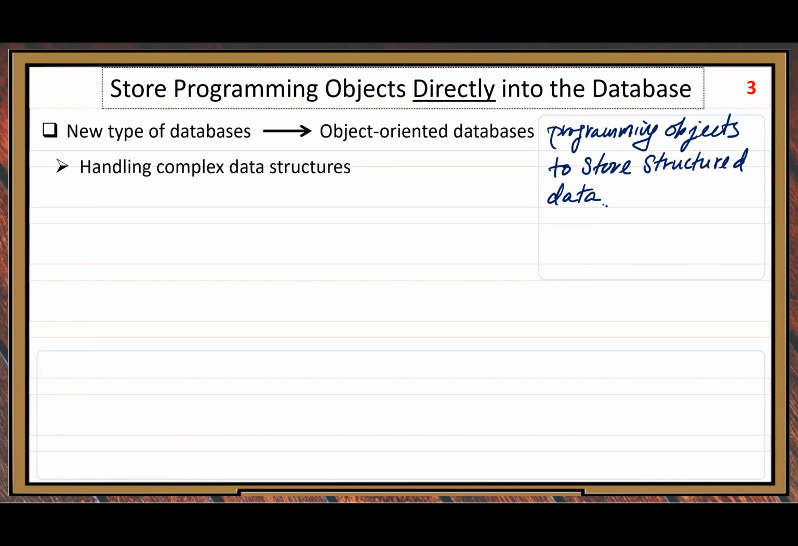And when we use a class or an object to represent that structured data, it is very convenient for us programmers to manipulate our data. It's structured, so we can access and modify it easily.